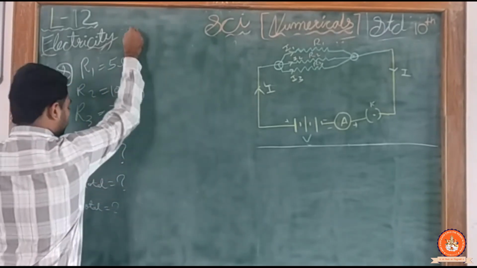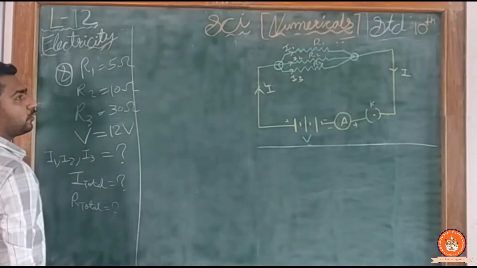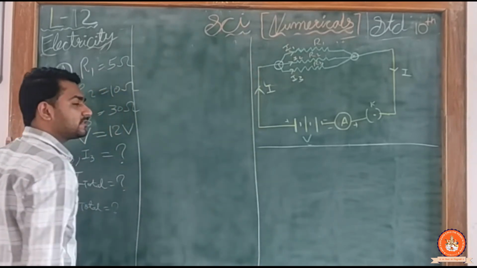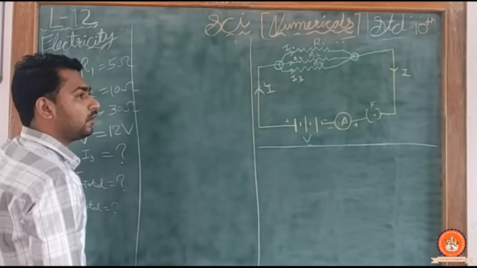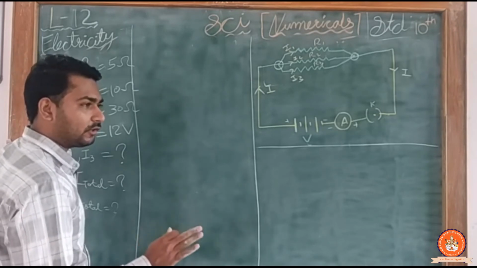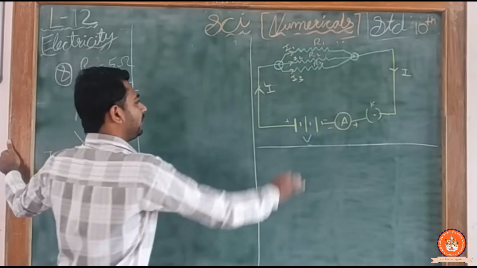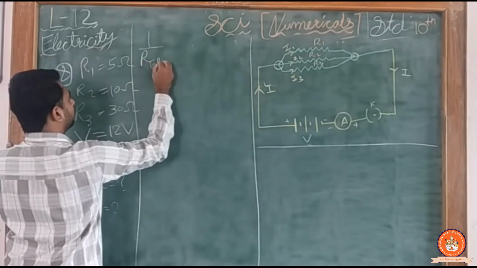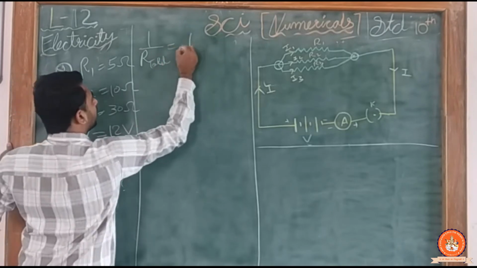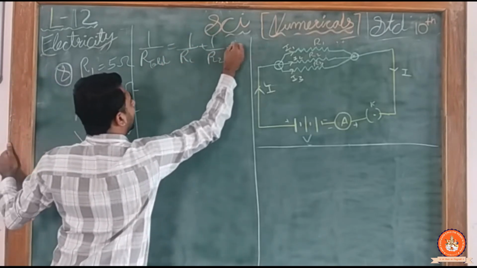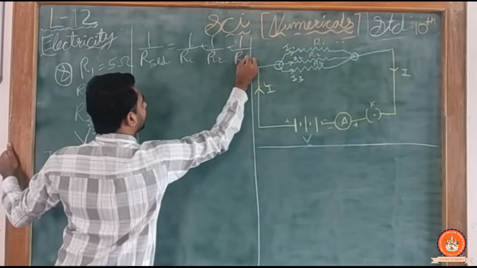So first of all we will find the total resistance. I have the formula for total resistance. If my resistances are connected in parallel, then 1 upon R total is equal to 1 upon R1 plus 1 upon R2 plus 1 upon R3, because I have 3 resistances over here. So 1 upon R total is equal to 1 upon R1 plus 1 upon R2 plus 1 upon R3.